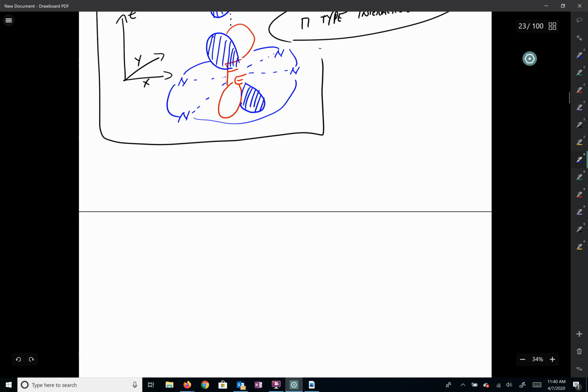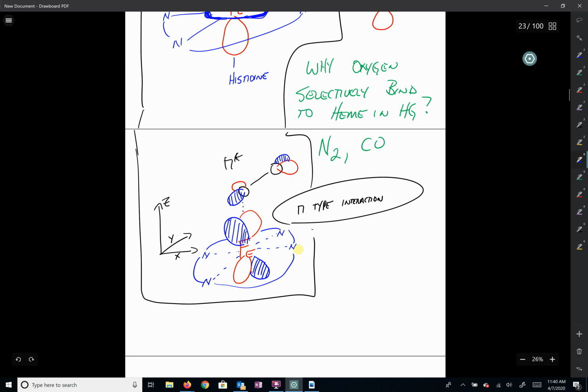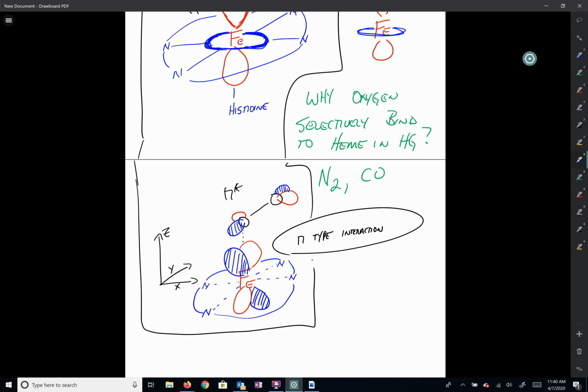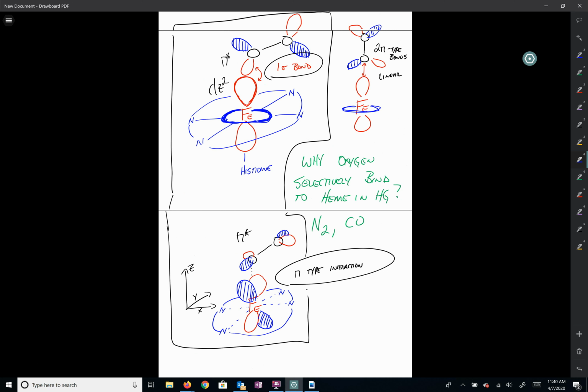All right, so let's talk a bit more about hemoglobin. And remember last time we were talking about how oxygen binds to it, and we had come to the conclusion that we have a sigma type interaction and a pi type interaction. So essentially, we end up making a double bond. But there's some problems with this.